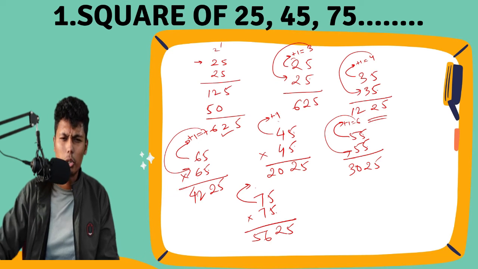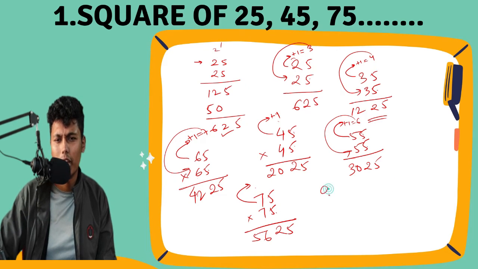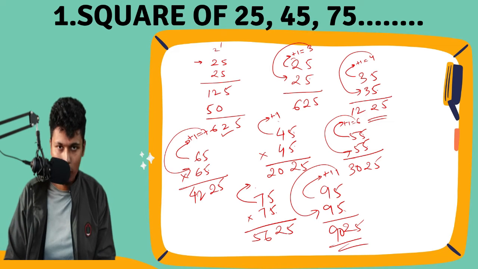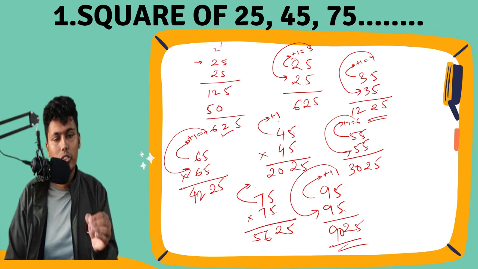Like this you are going to do calculations. If you want me to calculate 95 into 95, it is also here. 5 fives are 25. 9 you make plus 1, which will be 10, 10 nines are 90. So 9025. I hope you understood how to do all these things. So please try doing this.